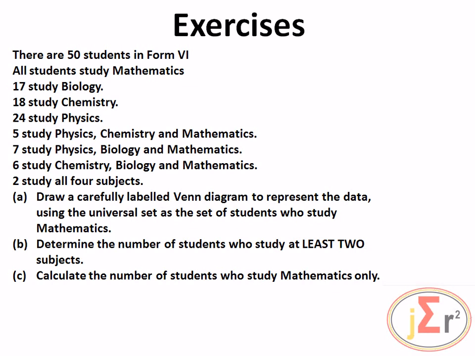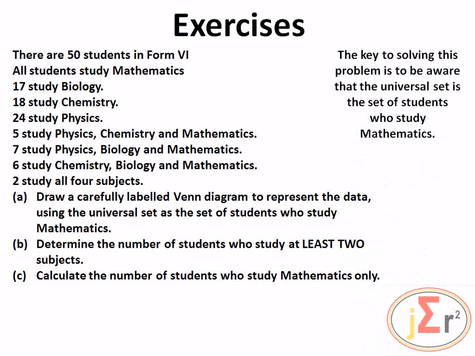And we are required to draw a carefully labeled Venn diagram to represent the data, using the universal set as the set of students who study mathematics. Determine the number of students who study at least 2 subjects. Calculate the number of students who study mathematics only.